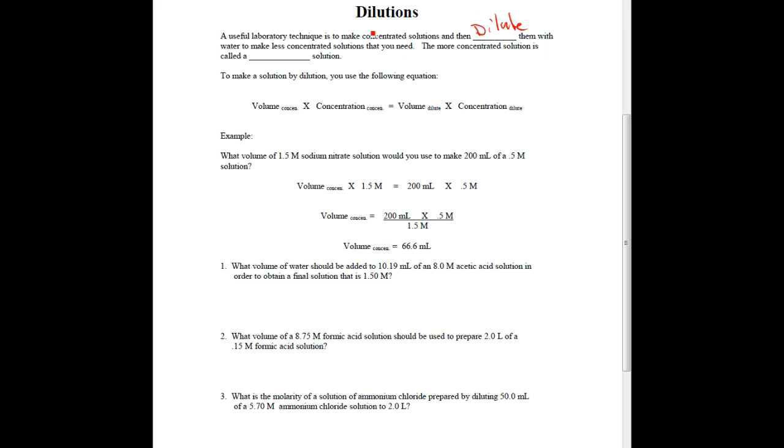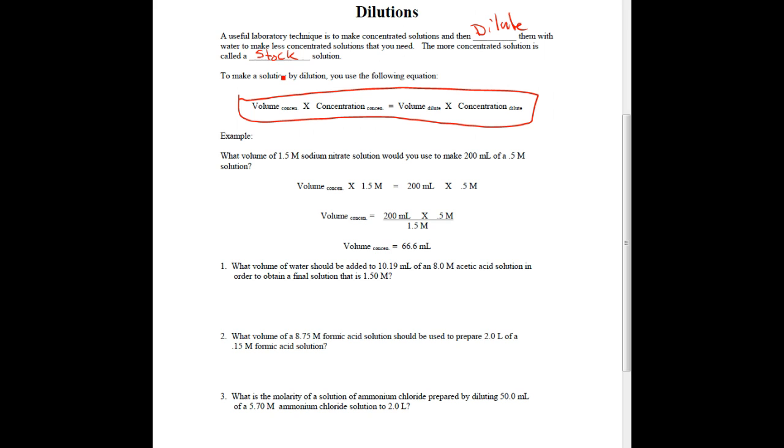The more concentrated solution is called a stock, S-T-O-C-K solution. To make a solution by dilution, you do the following equation. It looks extremely complicated, but it's very simple. We take the volume of the concentrated times the concentration of the concentrated. That equals the volume of the dilute times the concentration of the dilute.